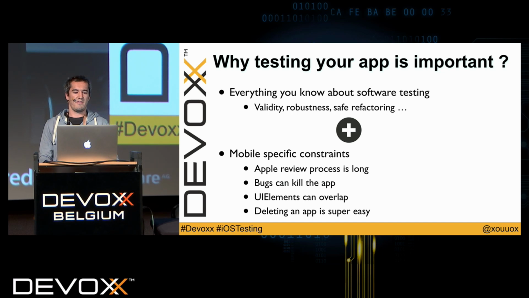Another important thing is a bug. For example, you tap on a button and the app gets shut down immediately. It's not very nice for the user. And for example, if you are on a website and you have a dead link, the browser does not shut down. So there is a difference between a mobile application and another application.